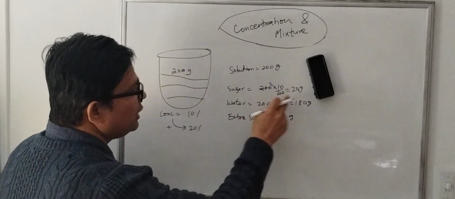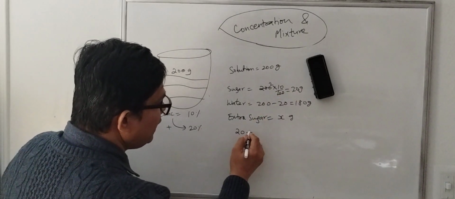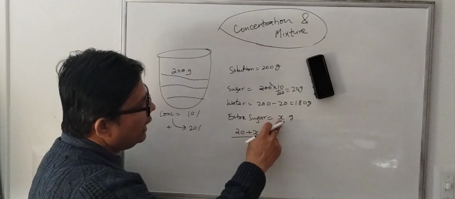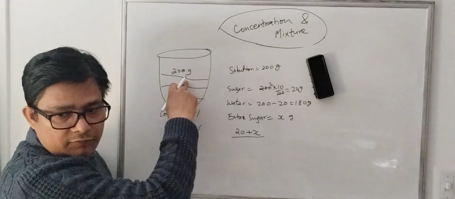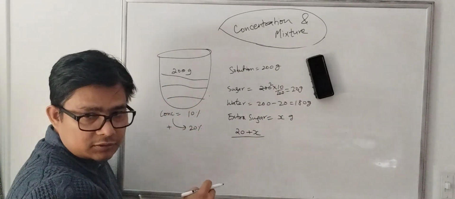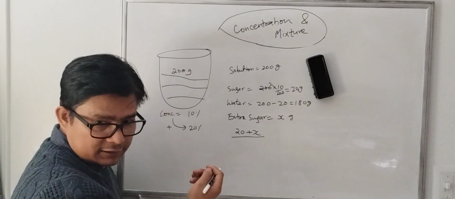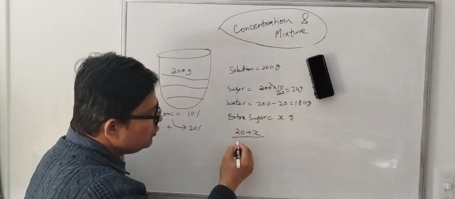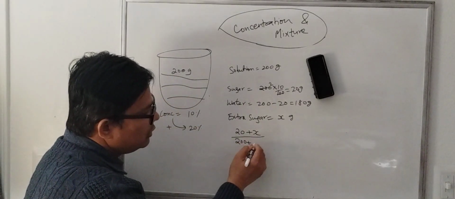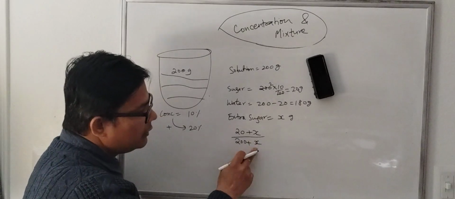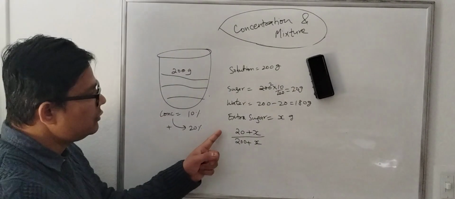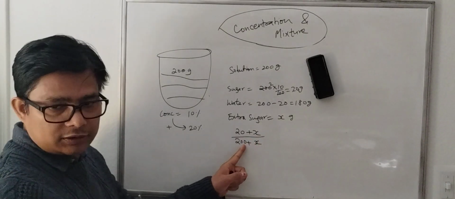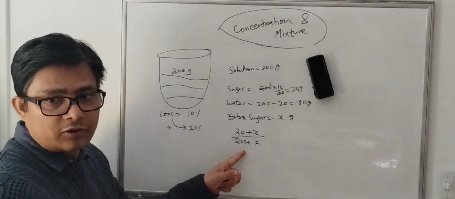Now, if initial sugar is 20 gram, you added extra x gram. So now the sugar will be 20 plus x, correct? Initial solution was 200 gram. What will be the amount of solution? 200 plus x. Don't make mistake. Don't add this amount to the water. This will be added to 200. So 200 is initial solution amount. And you added x gram. So 200 plus x. So now see, you added extra sugar. That's why you added 20 plus x. And since you added extra sugar, you are increasing the amount of the solution.